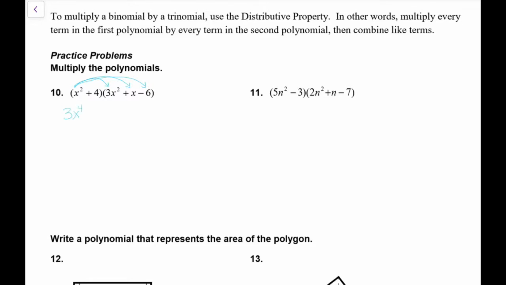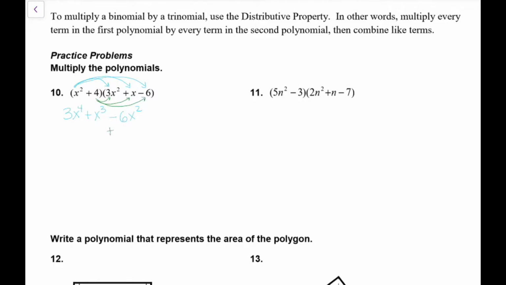So x squared times 3x squared is 3x to the 4th. X squared times x is x cubed. We add the 2 and the 1. And then x squared times negative 6 will give us negative 6x squared. Then we take the 4 and we distribute that all through. I'm going to put 4 times 3x squared is 12x squared.